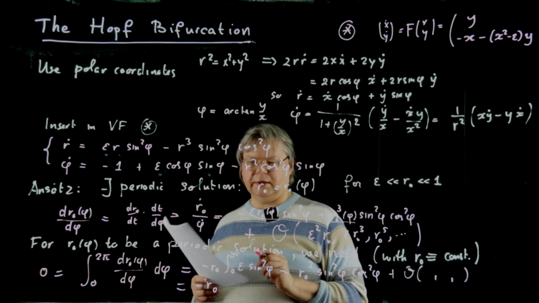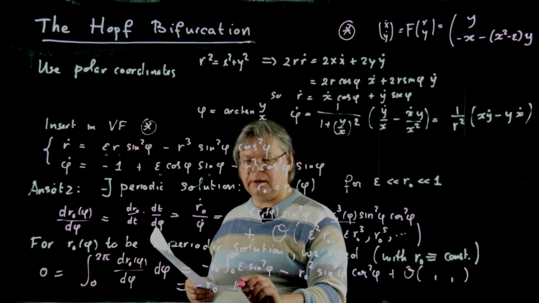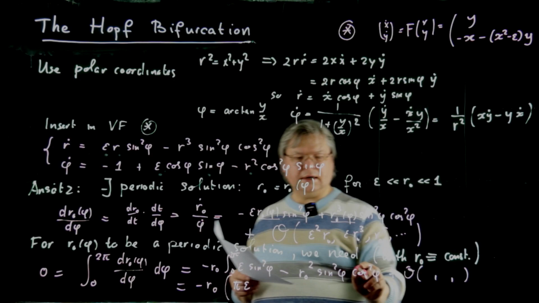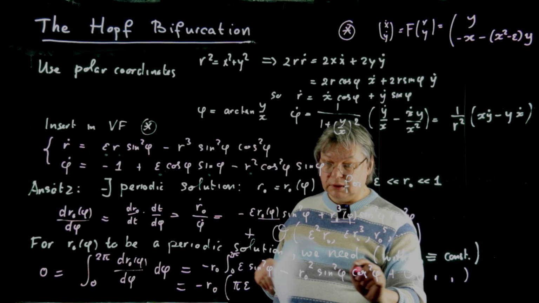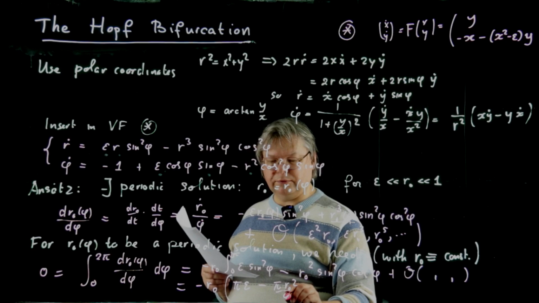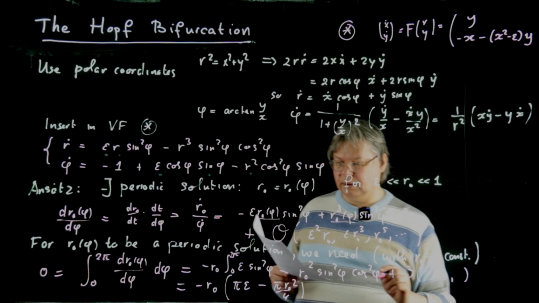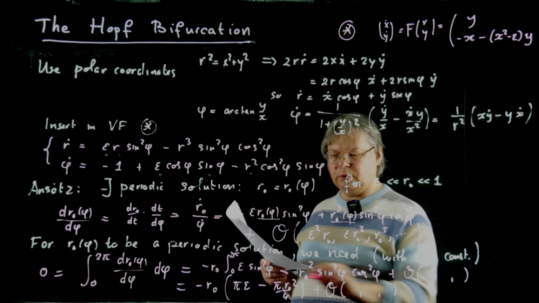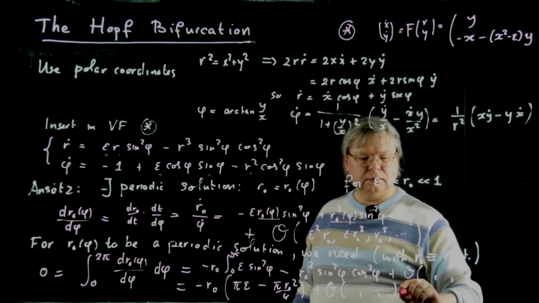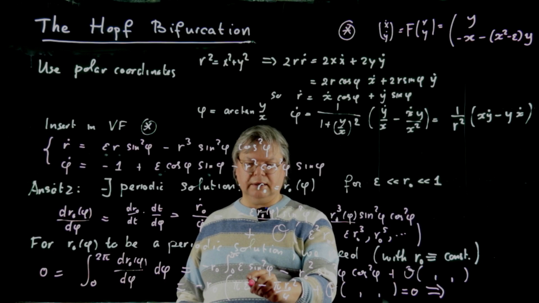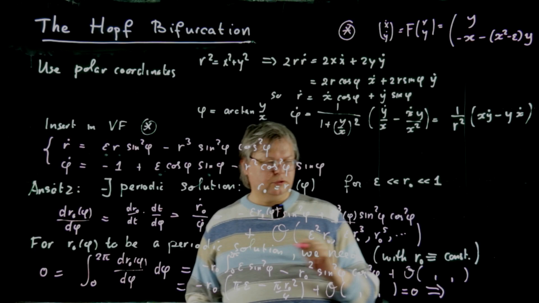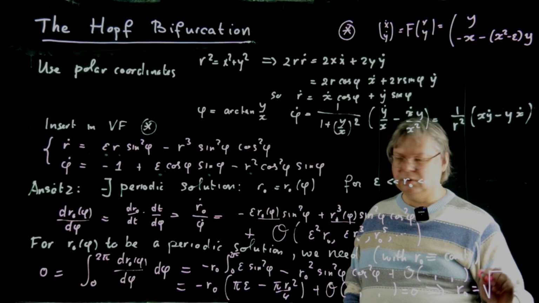Okay. I've seen that integral before too. Sine squared integrated from 0 to 2 pi gives me pi times epsilon. And I've seen that one before as well. That was the doubling formula. This was a half sine 2 phi, the whole thing squared. And that gives me pi r0 squared divided by 4. Plus this big O term of things that are supposed to be smaller than the things in the first term, so I can ignore them. And if this is 0, then the leading term has to be 0. And when is the leading term 0? Well, I can cancel pi, so epsilon minus r0 squared over 4. That means r0 is the square root of 2 epsilon.